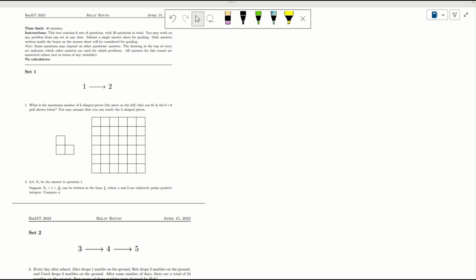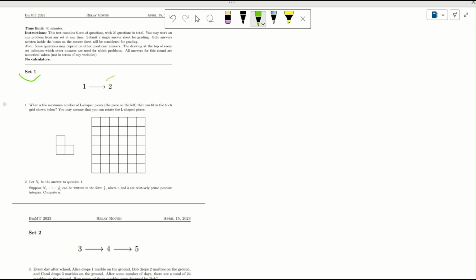In this video, I'm going to take a few problems from the Berkeley Math Tournament from 2023. As you can see, some of these problems are going to be related. For example, here we have set 1 that basically deals with two problems, and the solution of problem 2 is going to be related to the solution of problem 1. So we need to solve them in sequence.